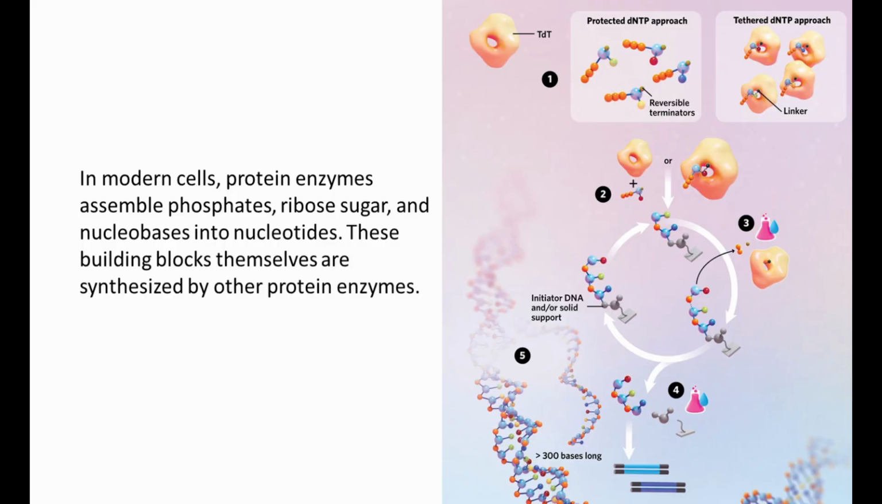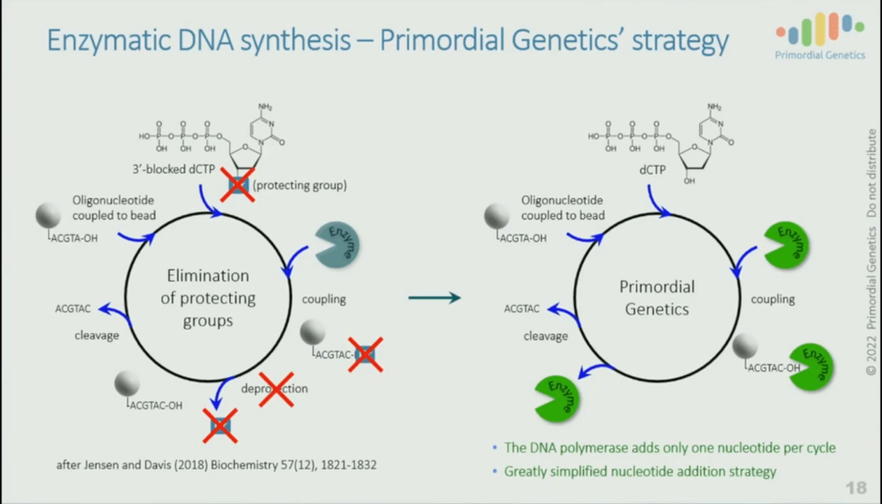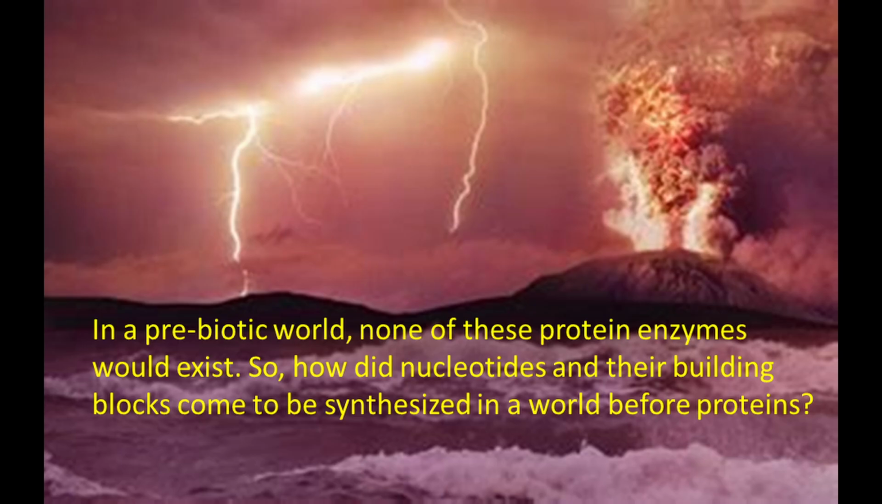In modern cells, protein enzymes assemble phosphates, ribose sugar, and nucleobases into nucleotides. These building blocks themselves are synthesized by other protein enzymes. In a prebiotic world, none of these protein enzymes would exist. So, how did nucleotides and their building blocks come to be synthesized in a world before proteins?